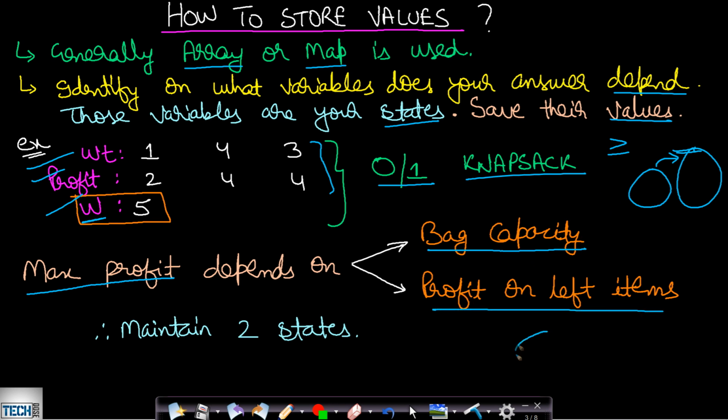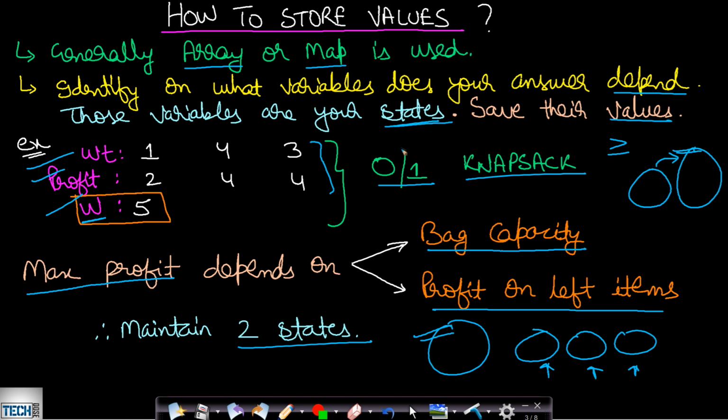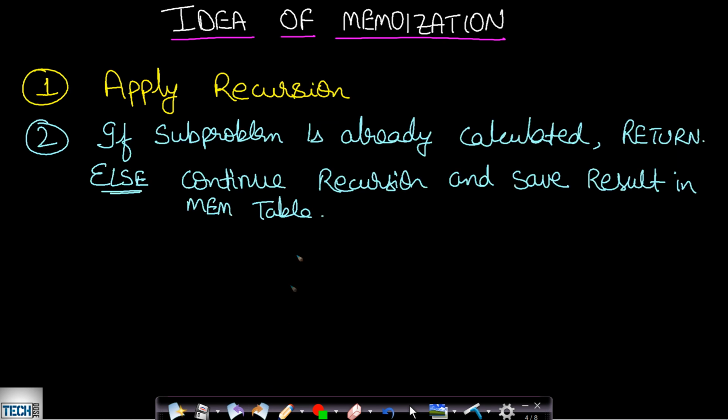So whatever number of items you have as options to select, and the capacity of the bag, on these two factors depends the maximum profit. So we need to maintain two states, because our maximum profit depends on two variables. You need to consider this for each and every DP problem which you are solving by memoization. If you are able to solve by recursion, then obviously you will know the states on which it depends. Now let us see the idea of memoization.